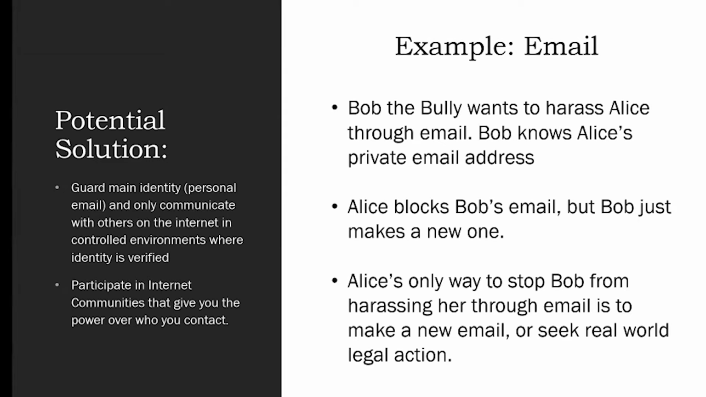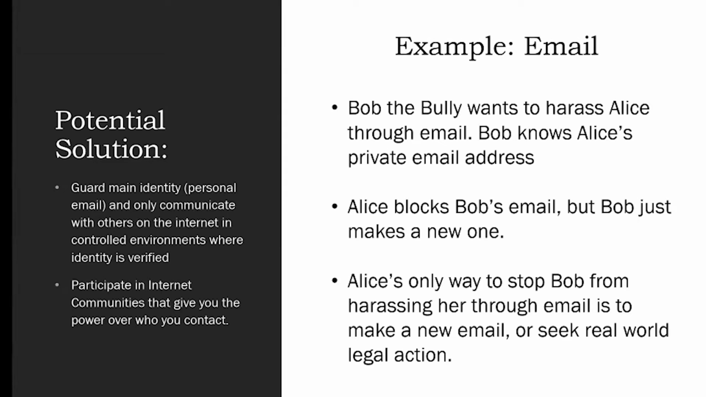So in looking at this from a utilitarian point of view, Alice's only way to stop Bob from bullying her is to change her email. Anyone who's ever gone through a personal email or phone number change knows that is the exact opposite of a utilitarian approach. Changing your personal email address that you've assigned to countless different things over your life is never an easy task.